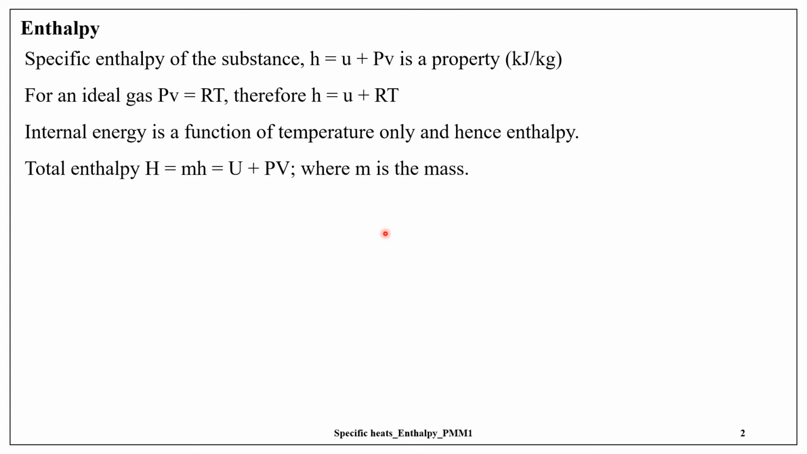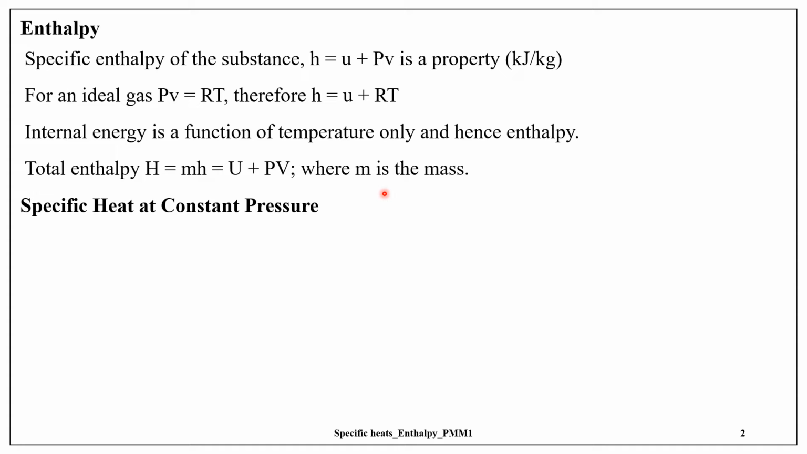Now, total enthalpy, capital H, is equal to the product of mass and specific enthalpy, which is equal to m times (u plus Pv). So m is the mass. The unit of total enthalpy H is joules, or it can be expressed in kilojoules also.